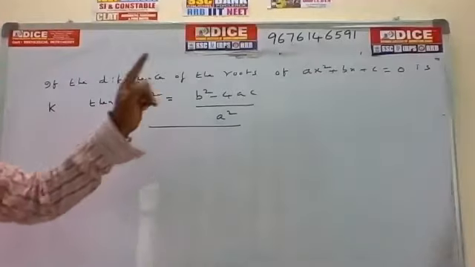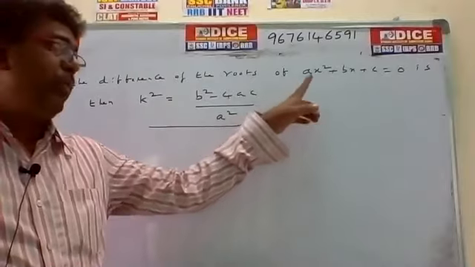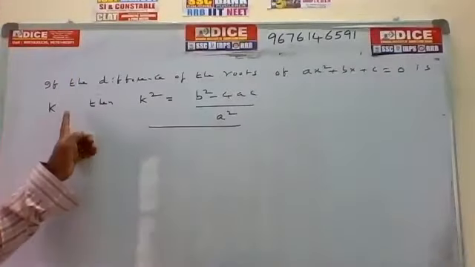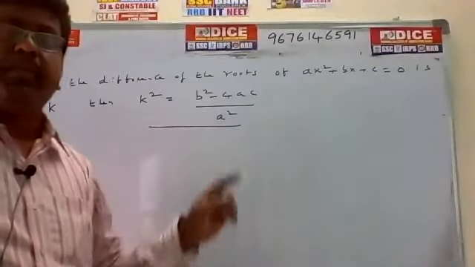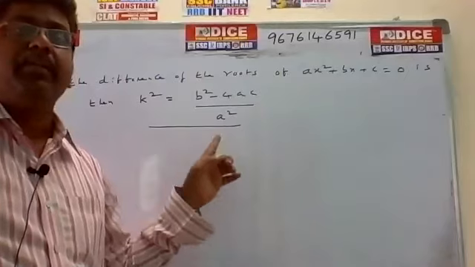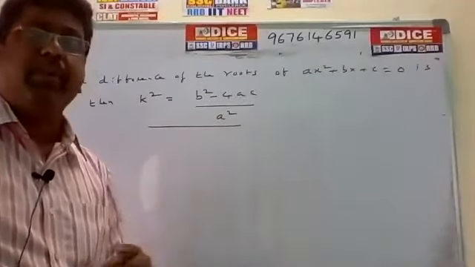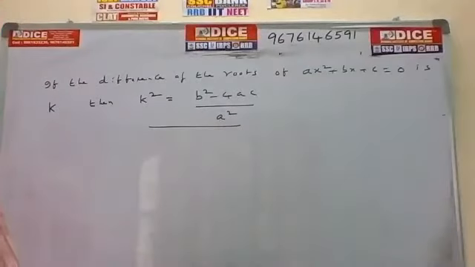If the difference of the roots of ax square plus bx plus c is equal to 0 is k, then k square is equal to b square minus 4ac by a square. Write down this one. Please miss, we can do one problem on this one.